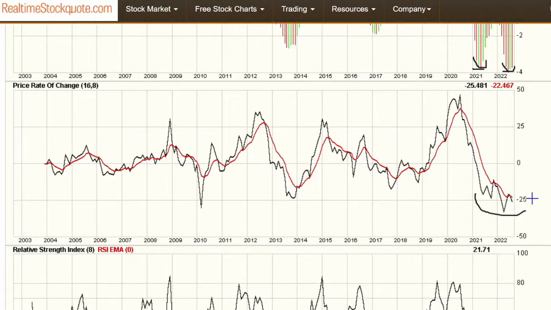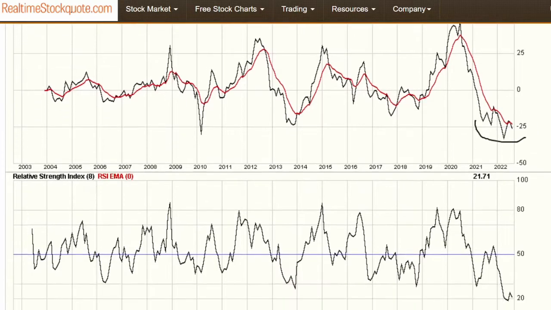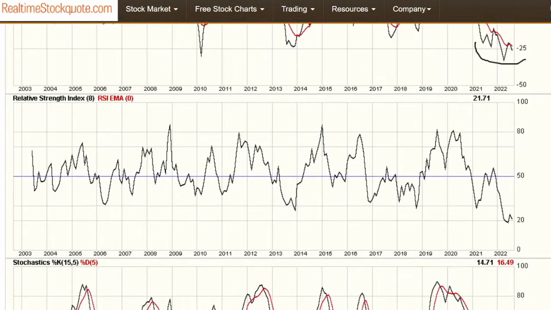Moving down here into the RSI, very, very steeply negative compared to anywhere else on the chart. So I think it's going to start improving here. It may take a few months, but I think that's the way it's moving.